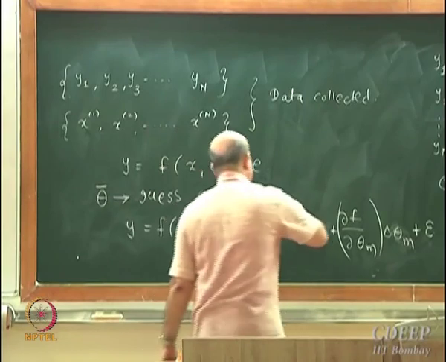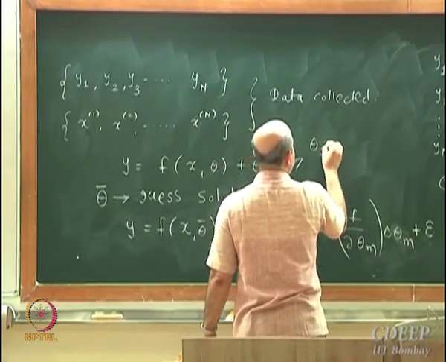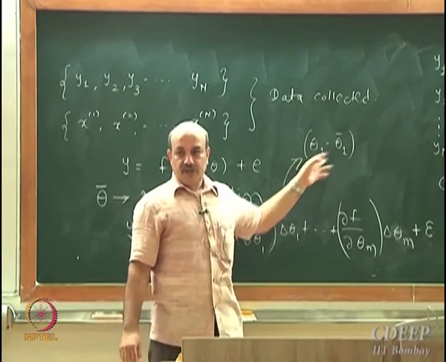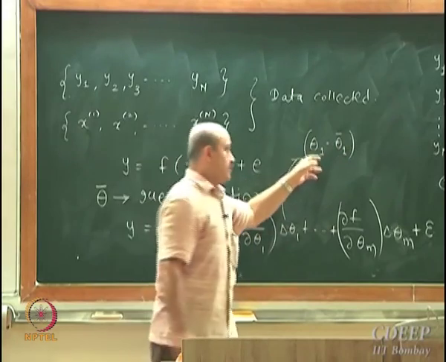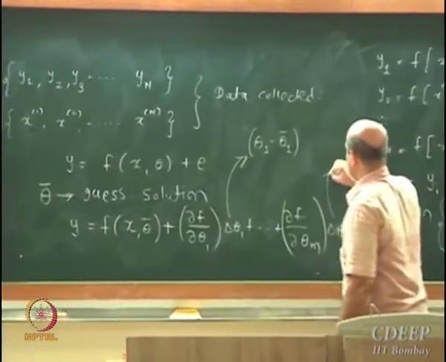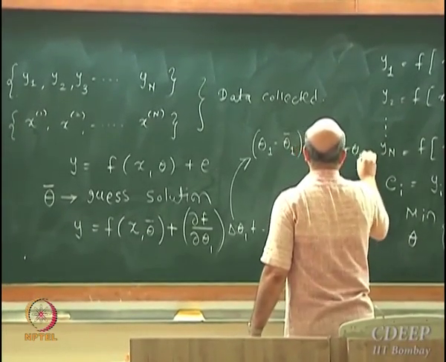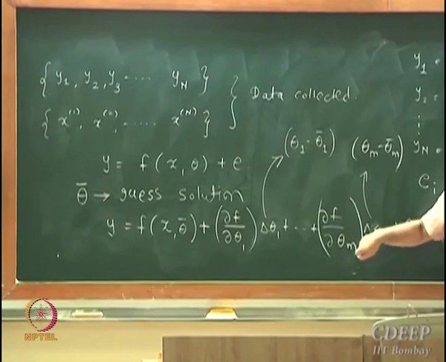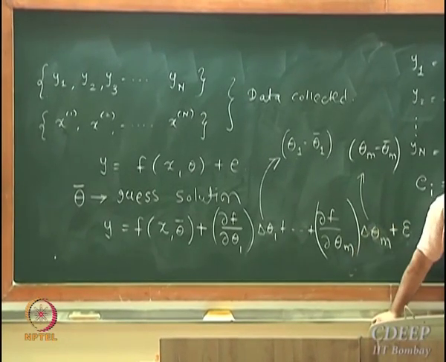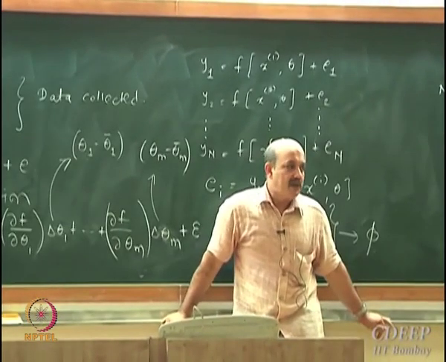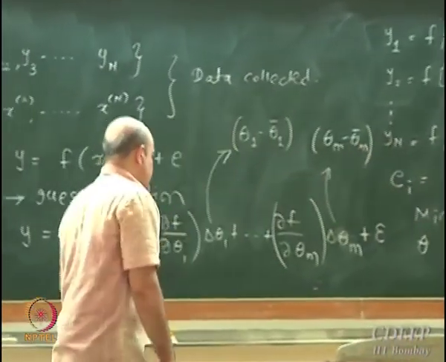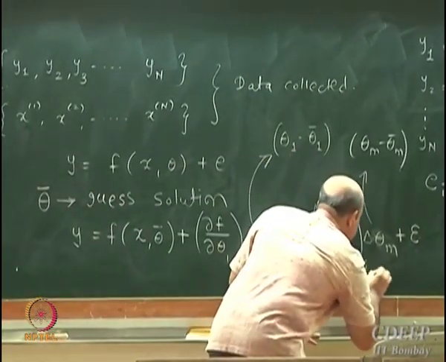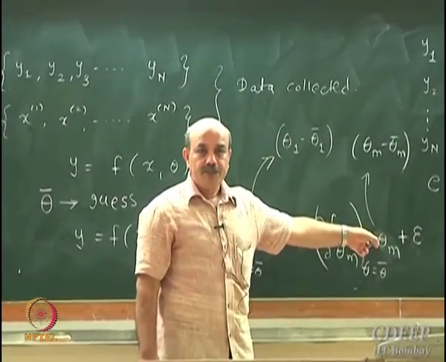What is this delta theta 1? Delta theta 1 is theta 1, which is unknown, minus theta 1 bar, the perturbation from the guess solution. Likewise, this one is theta m minus theta m bar. You have these partial derivatives appearing here. When you do linearization, where do you compute the partial derivatives? At the known value. So this partial derivative is computed at theta equal to theta bar. These partial derivatives are known to me.